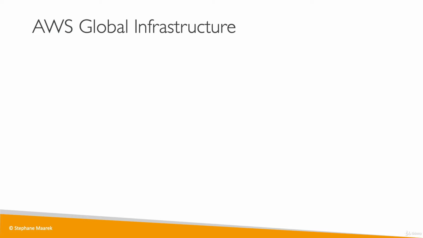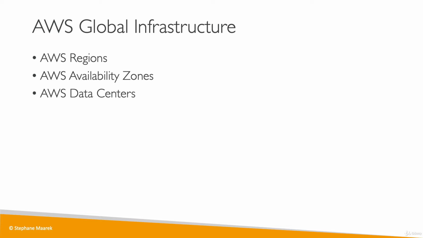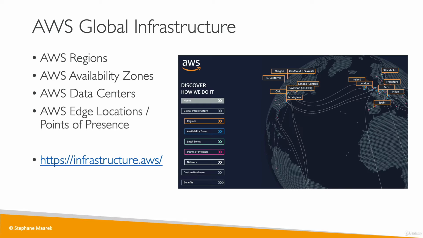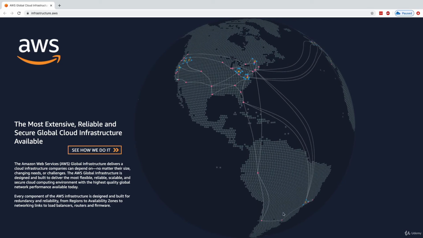Now, AWS is global, and this is where we are going to learn a bit more specifics about how it works. So we have AWS regions, we have availability zones, data centers, edge locations, and points of presence. And all of these can be represented on the map right here. So let's go on this website to have a quick look at it. So this is a cool map because on this website, we can see how AWS is global.